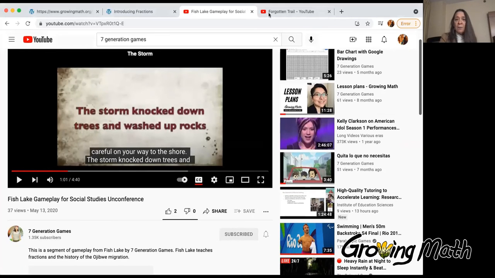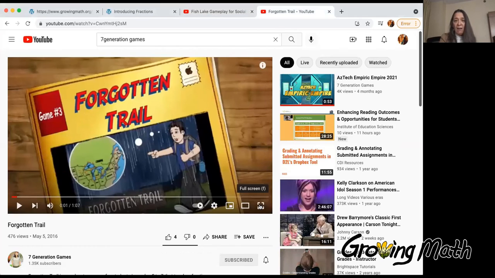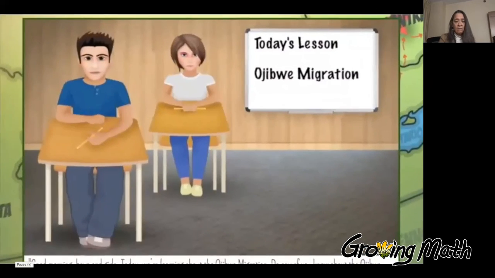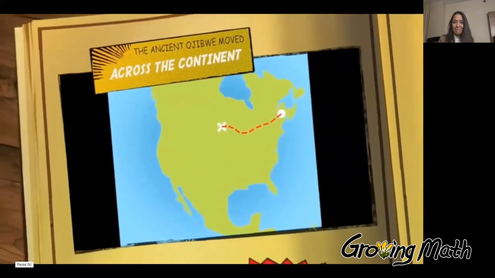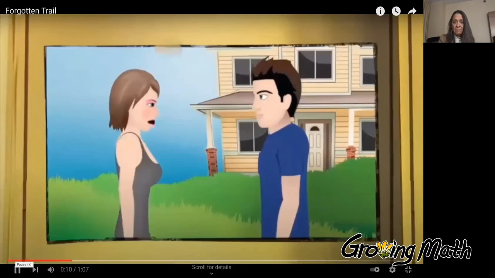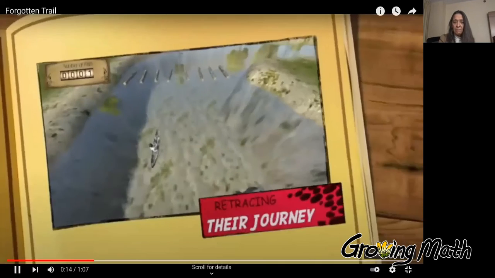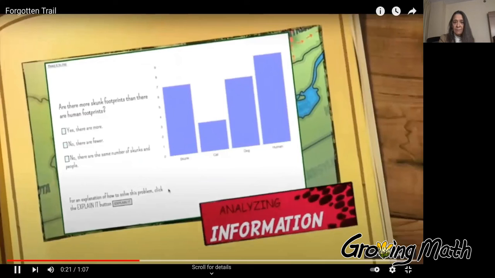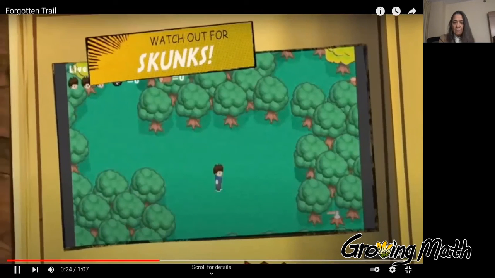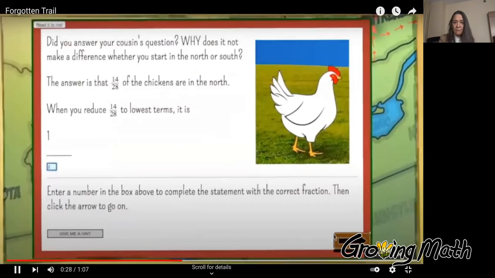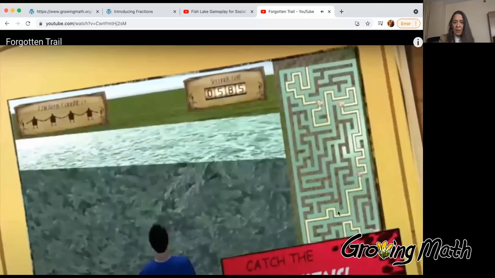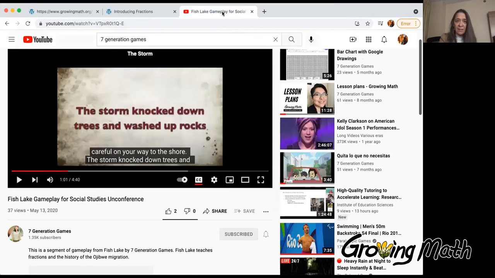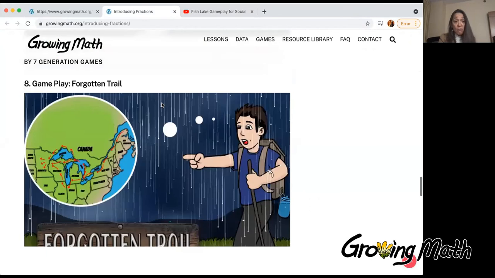So there's Fish Lake, but you may say, but I don't have iPads. I don't have Mac or Windows computers. Well, then you might want to play Forgotten Trail. We also have a game for you. And you can see that it teaches fractions and basic statistics. So you play one of those games for 15 to 30 minutes.